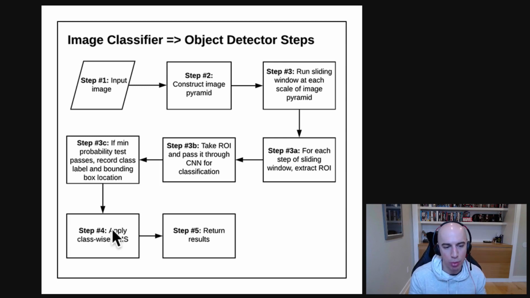Because if the model was reporting a different class label, then they're not the same object. They could be overlapping objects. They could be two totally different objects. You don't want to accidentally suppress objects of different class labels. Instead, what you want to do is only apply non-maxima suppression to each individual set of labels.